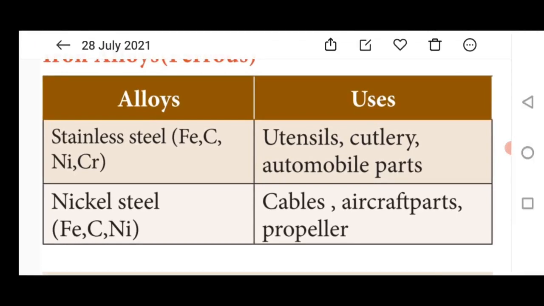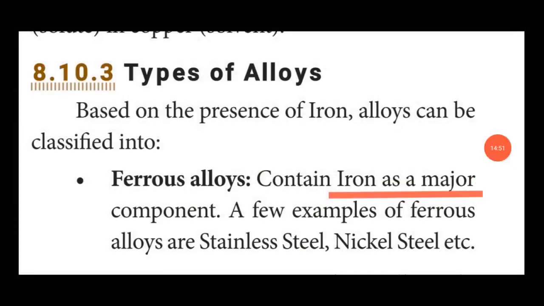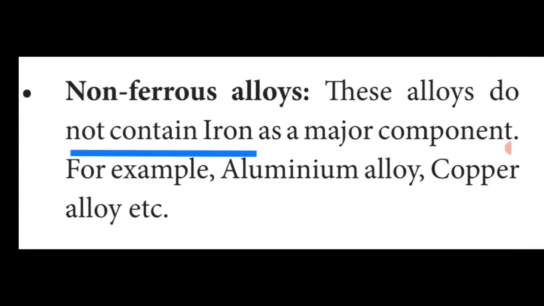Once again recall what ferrous alloys are. Ferrous alloys contain iron as a major component. Examples: stainless steel, nickel steel. What are non-ferrous alloys? These alloys do not contain iron as a major component. Examples: aluminum alloy and copper alloys.